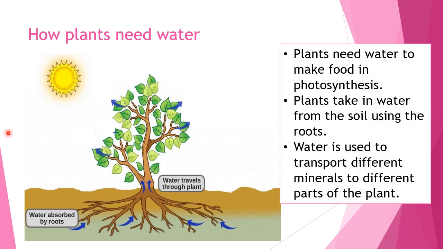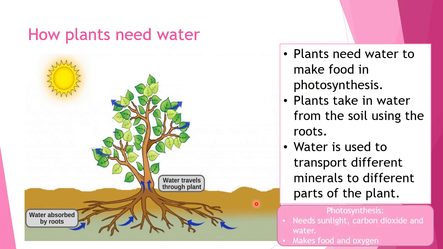So how plants need water: plants need water to make food in photosynthesis. If you don't remember what photosynthesis is, it needs sunlight, carbon dioxide, and water to make food and oxygen. So you take sunlight, carbon dioxide, and water, mix them, and it becomes food and oxygen for the plant. So, going back to how plants need water.